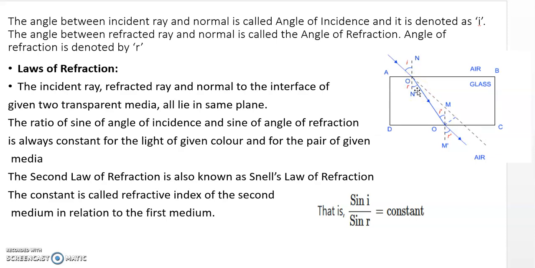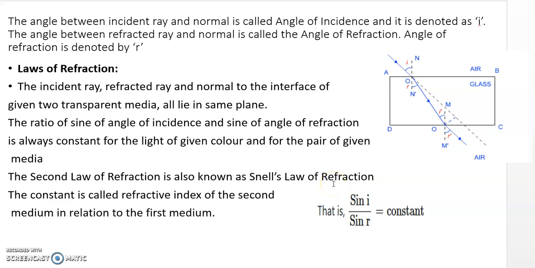Now based on this, there are laws of refraction. What are the laws of refraction? The incident ray, the refracted ray, and the normal, this is the normal, and this is the boundary or interface of the given two transparent media, they lie in the same plane. And the second point, the ratio of the sine of the angle of incidence, sine i, and the sine of the angle of refraction, sine r, is always constant for light of a given color and for the pair of given media. This second point is called Snell's law of refraction.